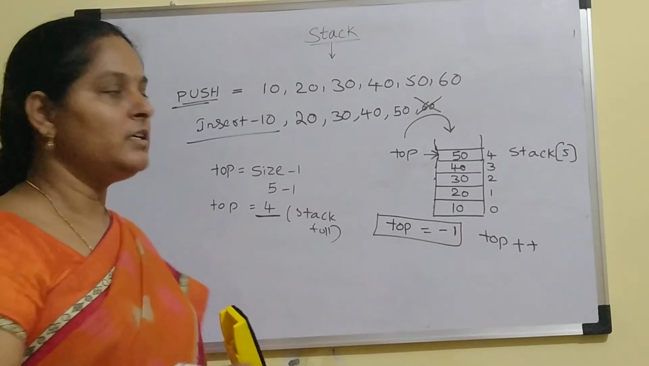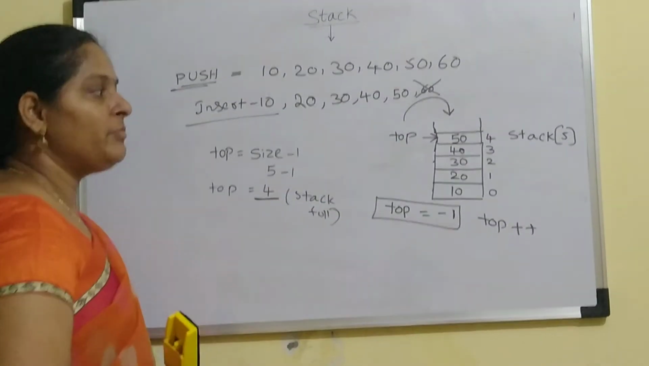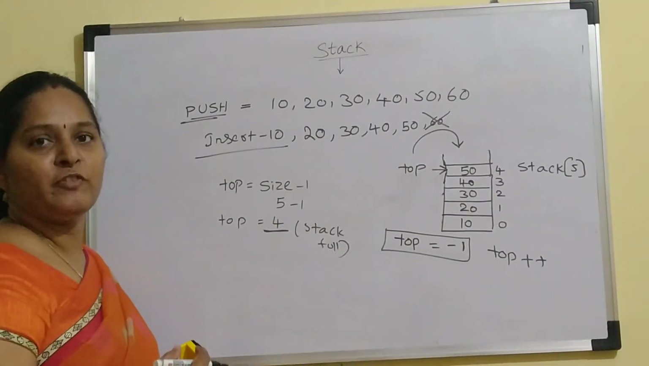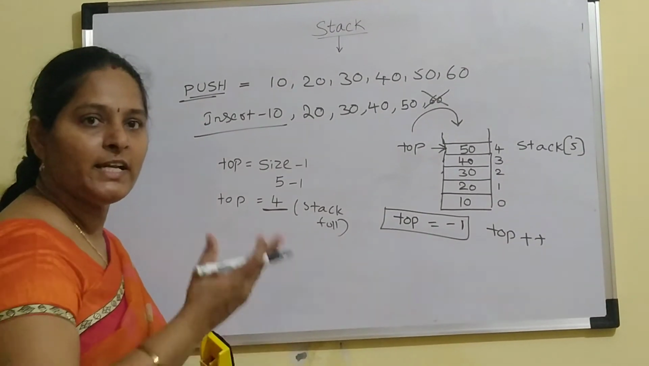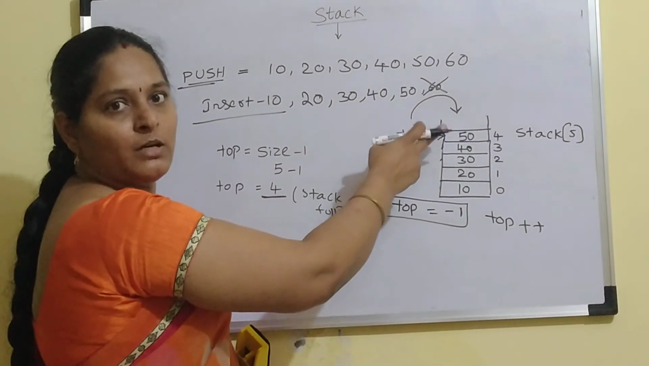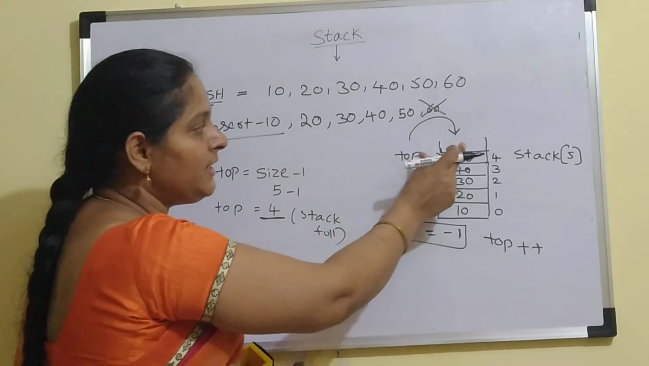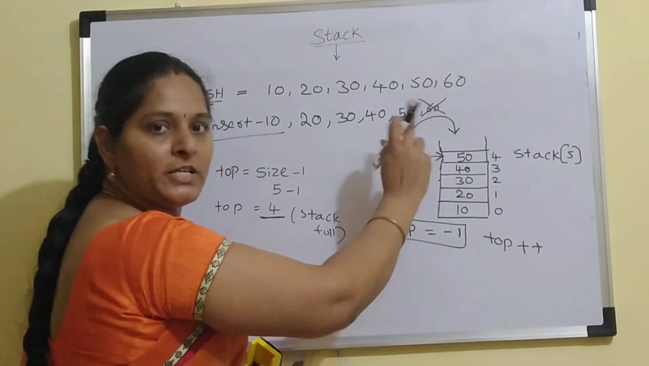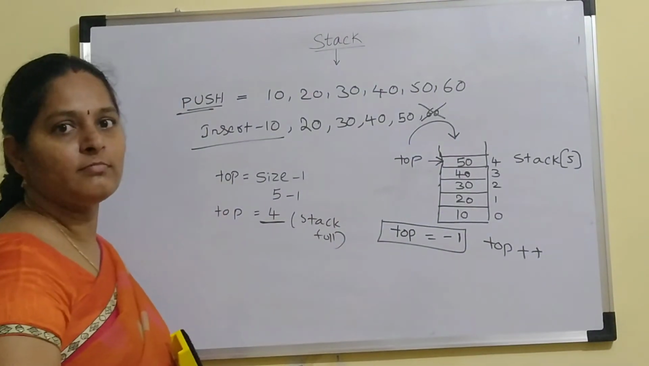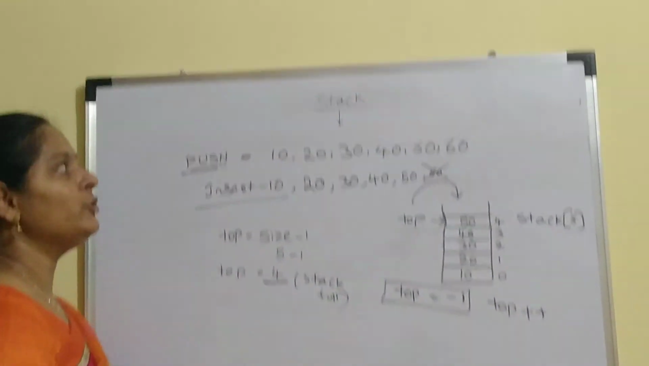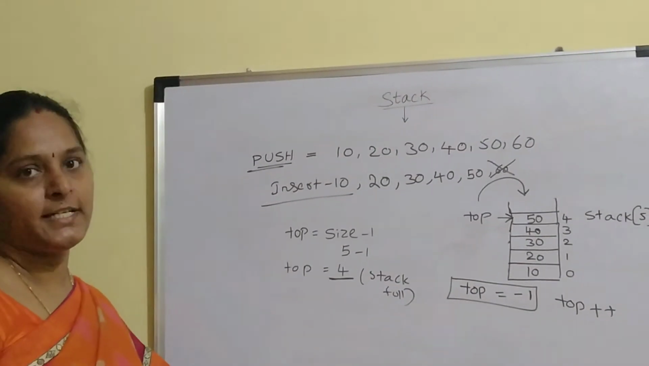So if you want to delete elements from the stack, only the lastly inserted element will be removed first. In this example, suppose you want to delete an element from the stack, which element can we delete? We can delete only the topmost element, because only one end will be open for us. So we can perform the deletion operation from that end only. This is the way to insert the elements into the stack.